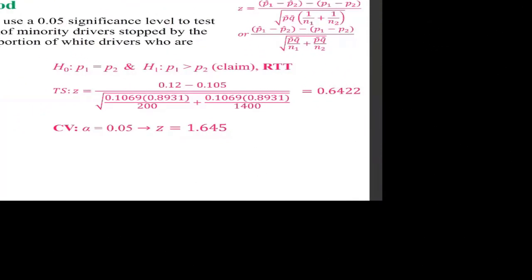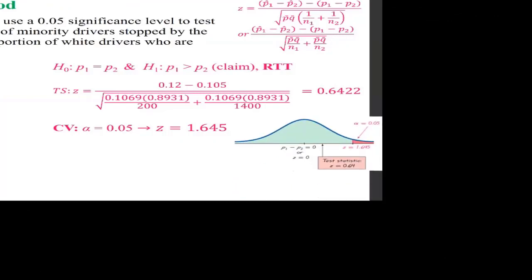0.6422. And this is an alpha of 0.05, but it's a one-tail test. To find the critical value, all of alpha is on one side, specifically in the right tail. And so Z becomes positive 1.645. Where does this number 0.6422 belong? Here, on the left side. It's way into the non-rejection region. So according to this data, we fail to reject H0.